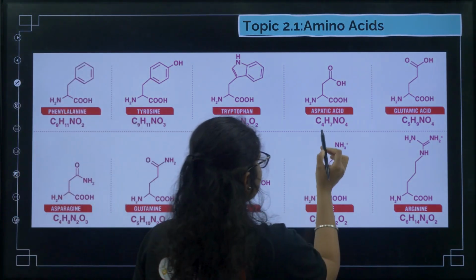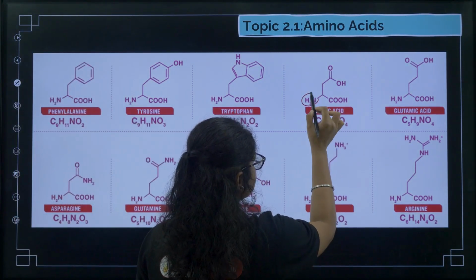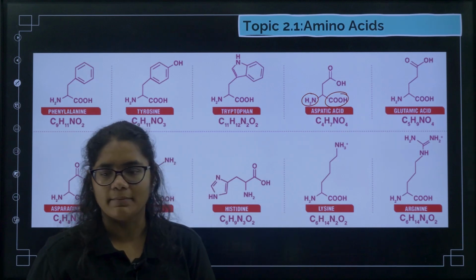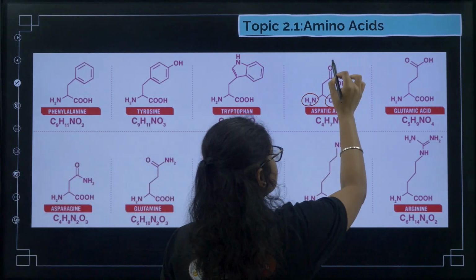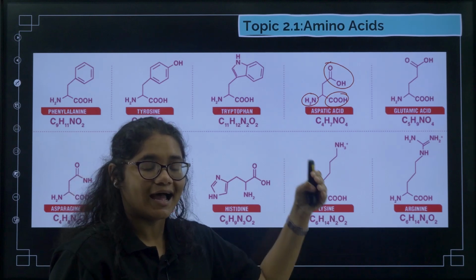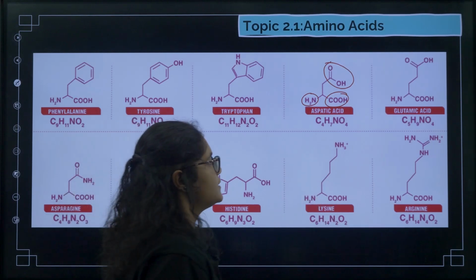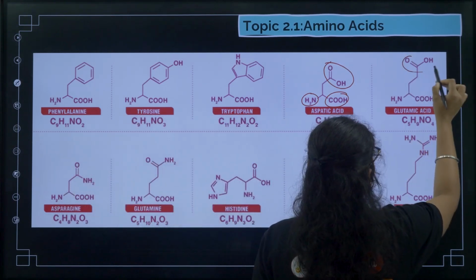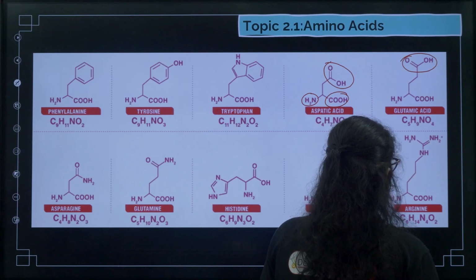Okay, you see aspartic acid. This is NH2 COOH, which is common to all the amino acids. Now you see there is one extra acidic group here. So this makes this amino acid acidic in nature. Similarly, you see in glutamic acid there is an extra COOH group, right?